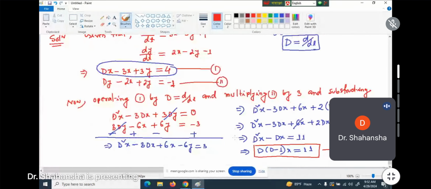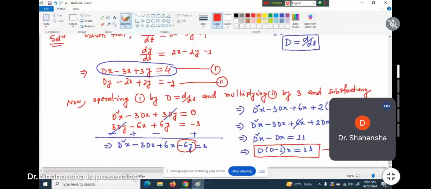This line, 6y. That means we want to convert everything with respect to the differential operator of x. But here is the 6y. Am I right? So you have to put the value of y. For the y value, you have to use maybe equation number 1 or 2.